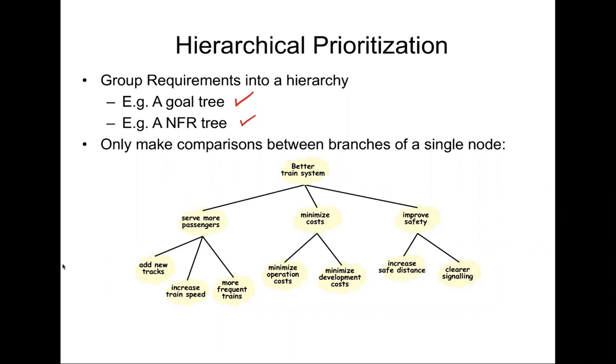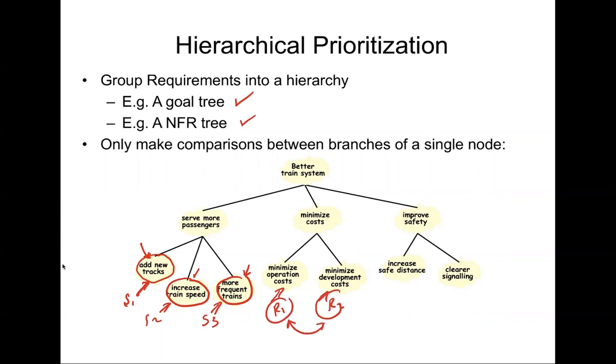So that means within this group, I'm trying to assign priority within those requirements, and then we assign priority within the next group, and then within the next group. The comparison will be on this set 1, this set 2, and this set 3. You don't need to compare with R1 or R2. R1 and R2 would be compared together, while S1, S2, and S3 would be compared together.